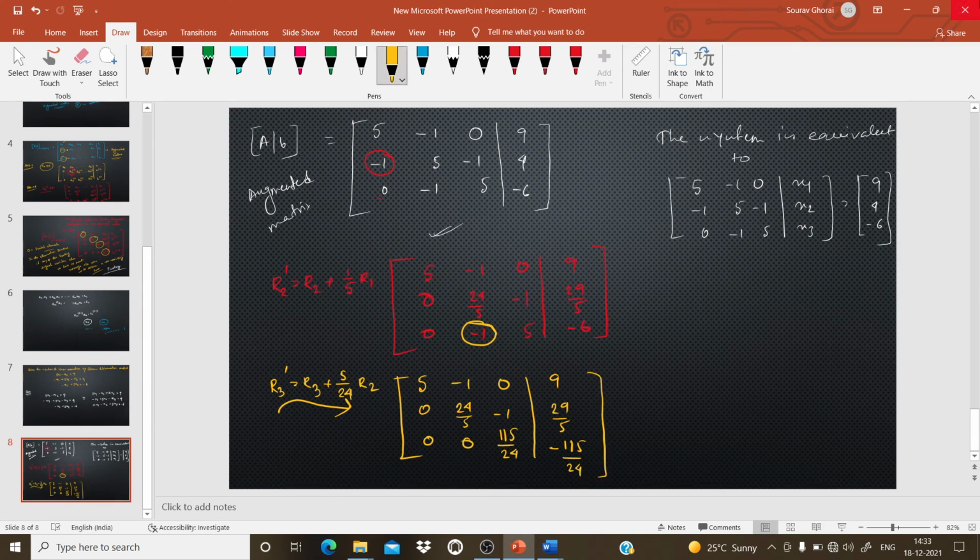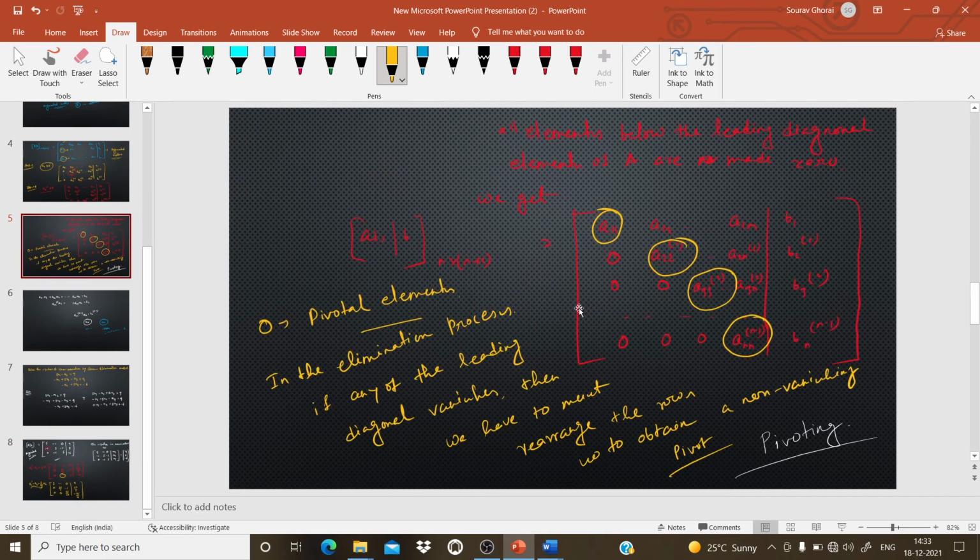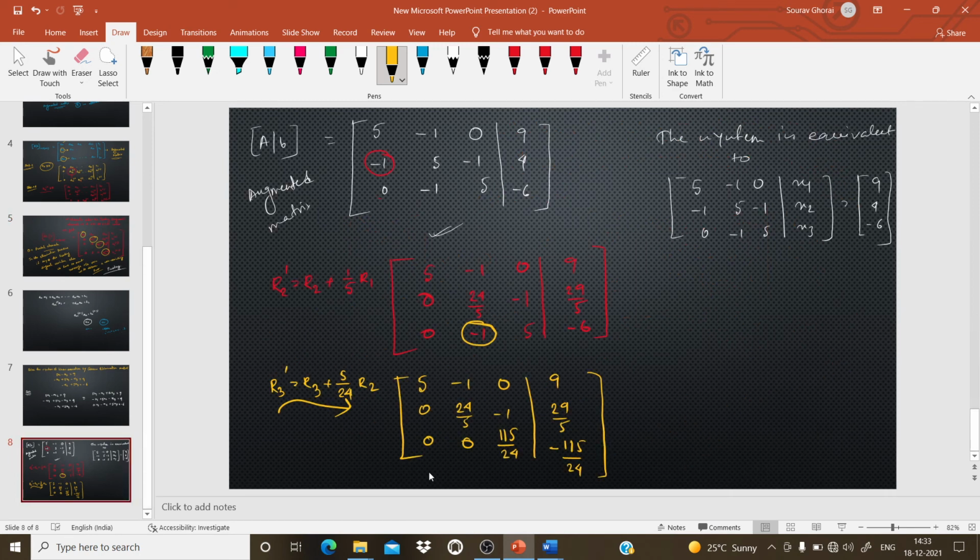So now if you compare this with the augmented matrix, we have to give only the back substitution. See here, can I write that 115 by 24 x3 is equal to minus 115 by 24. So from here we get x3 is equal to minus 1.